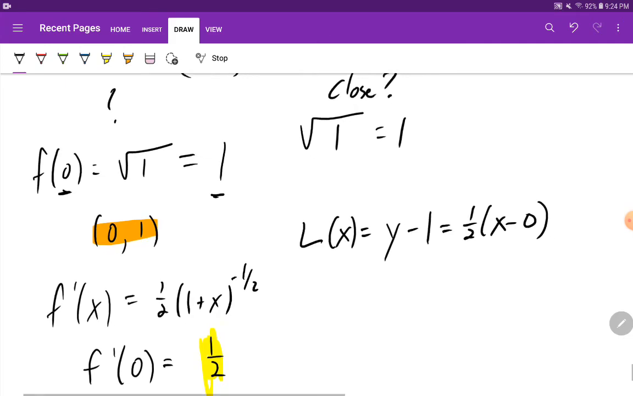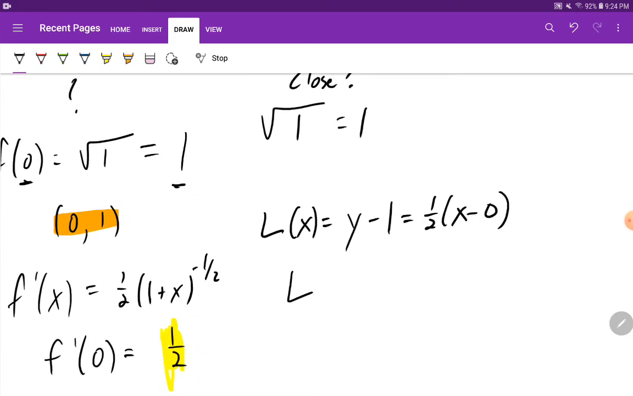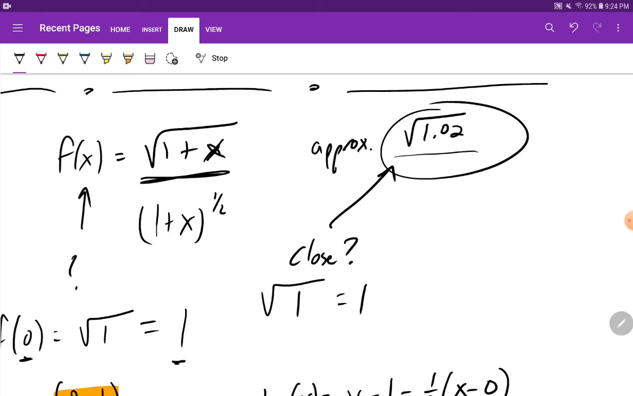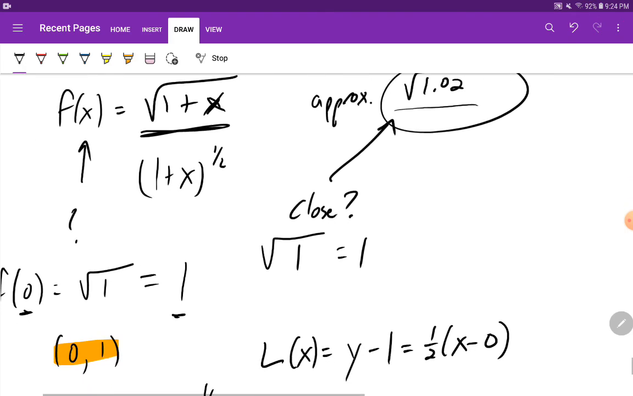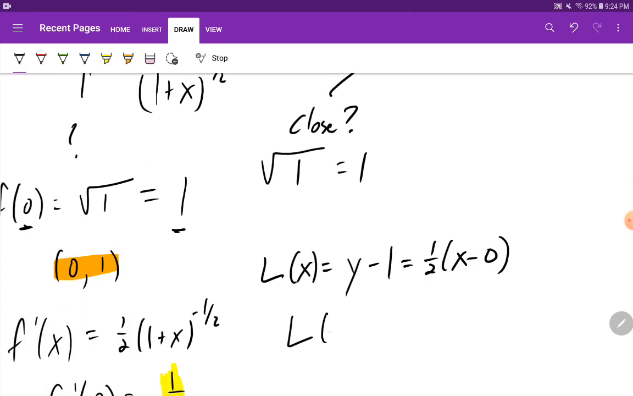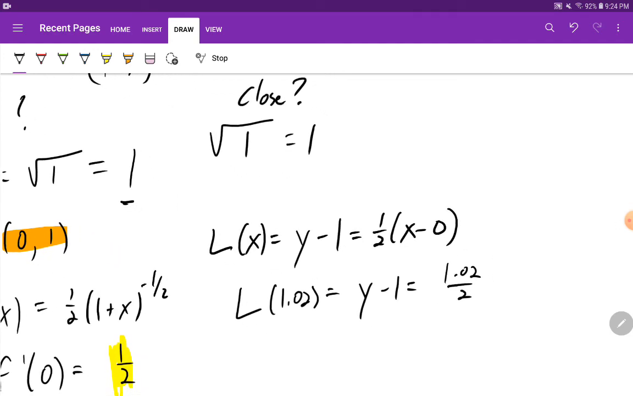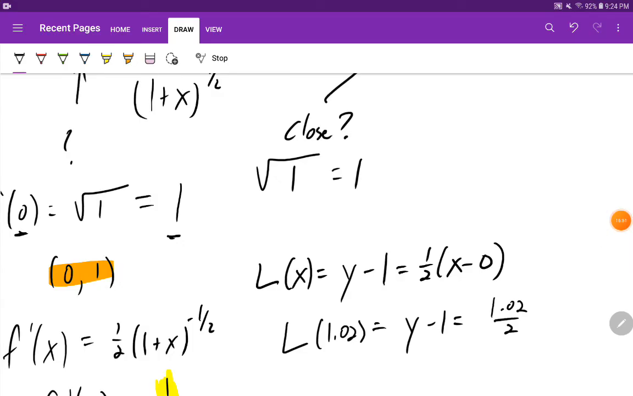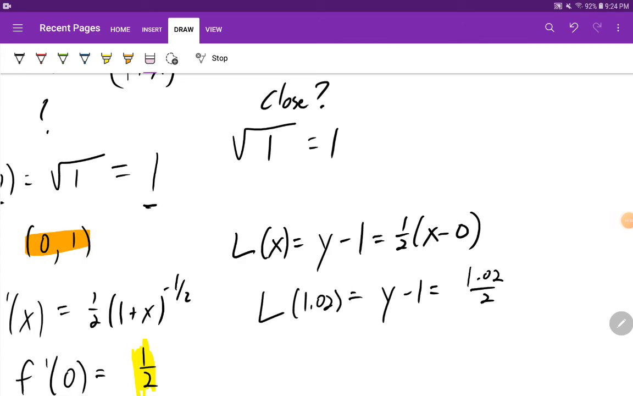And we are going to use this to approximate 1.02. So let's plug that in and see what we get. Here we go. So y minus 1 is equal to 1.02 over 2. Whoops, whoopsie. I made a mistake here.